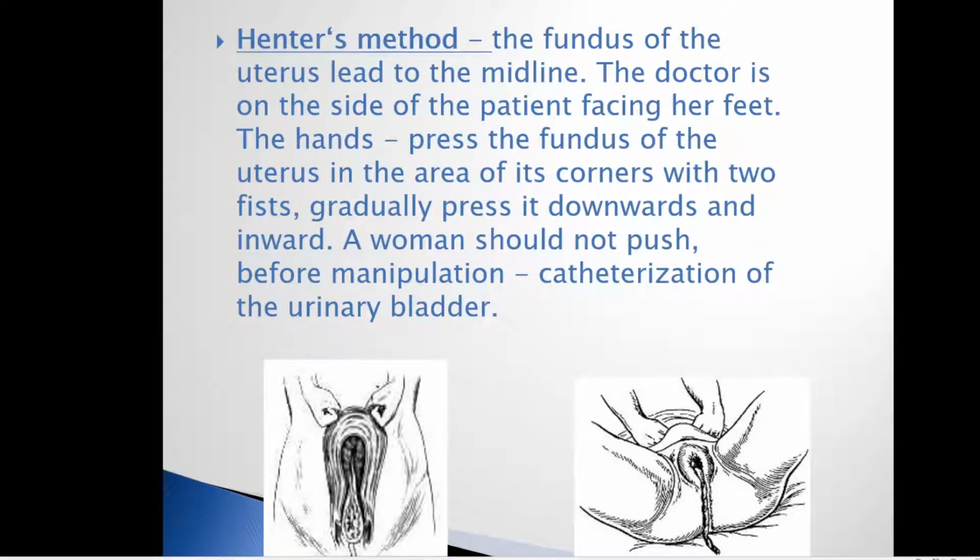Another method is Henter's method. The fundus of the uterus is brought to the midline. The doctor is on the side of the patient, facing her feet. The hands press the fundus of the uterus in the area of its corners with two fists, gradually pressing downwards and inward. A woman should not push before the manipulation. Catheterization of the urinary bladder is necessary if it was not done before.